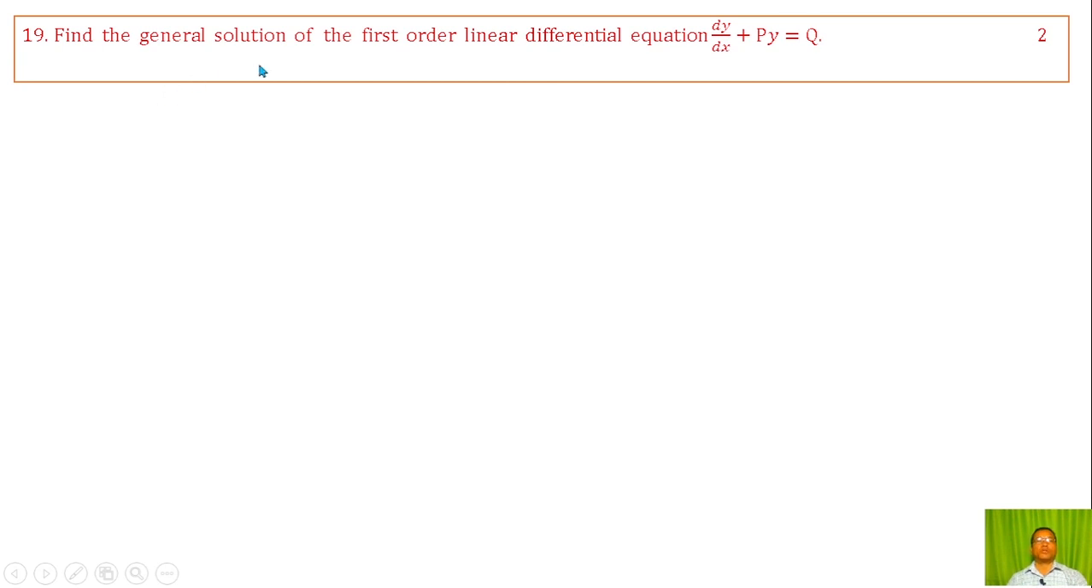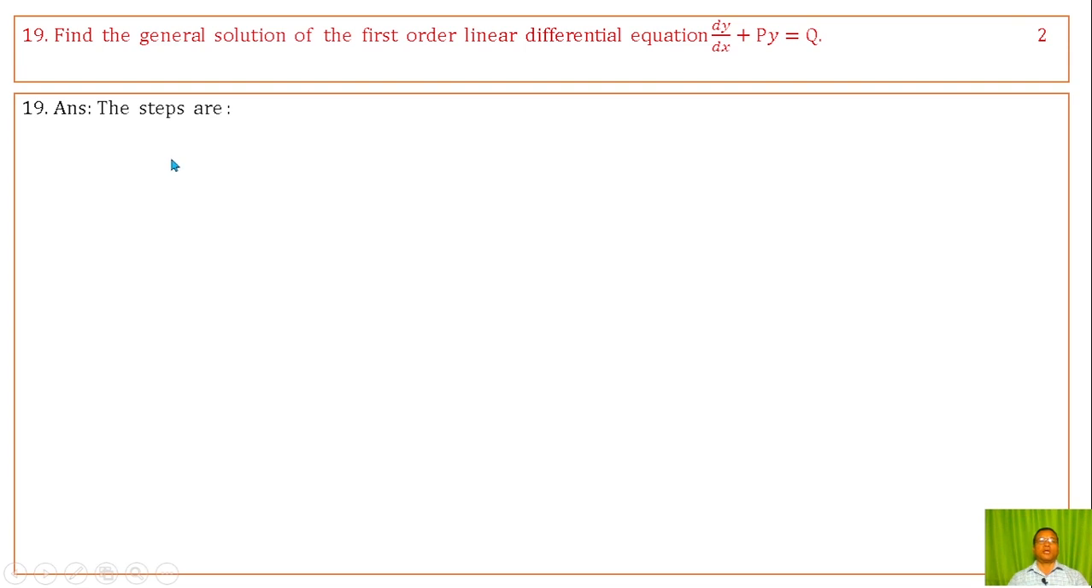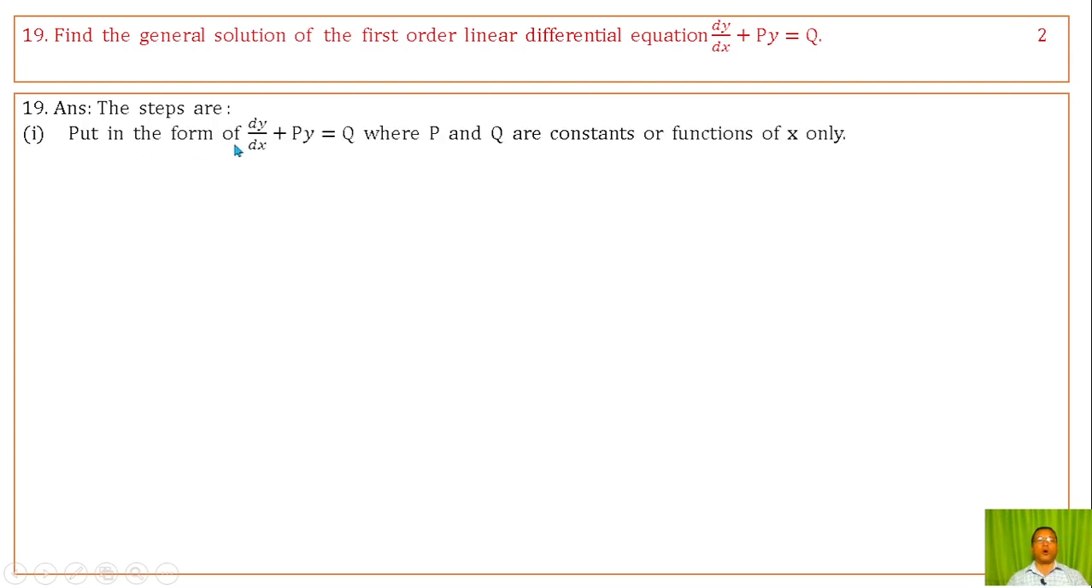Question number 19. Find the general solution of the first order linear differential equation dy by dx plus py equal to q. The steps are: put it in the form of dy by dx plus py equal to q, where p and q are constants or functions of x solely.